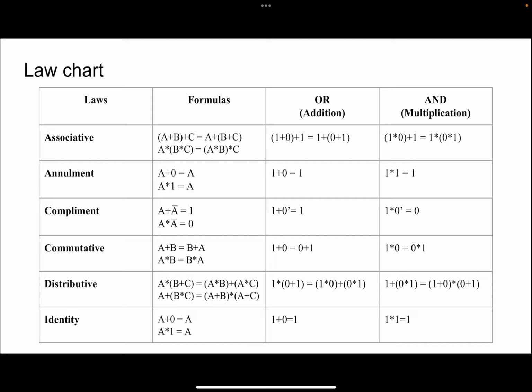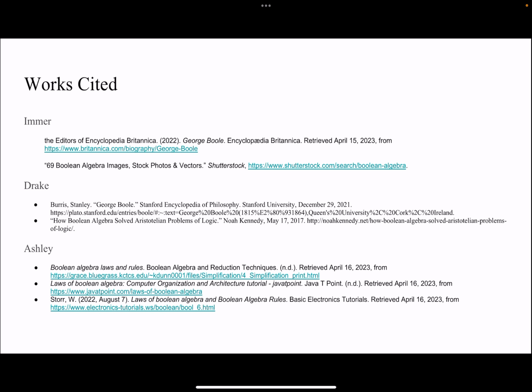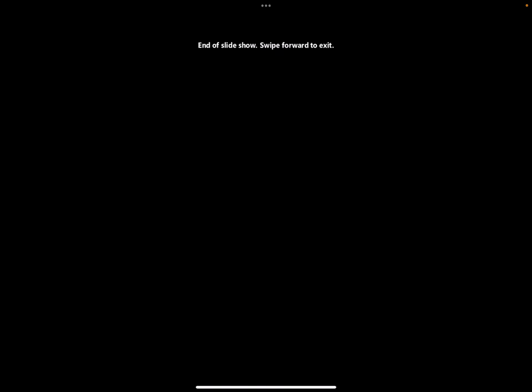And here is a list of all the operations and laws that we just looked over. Feel free to pause. It's in our works cited page, and that is the end.